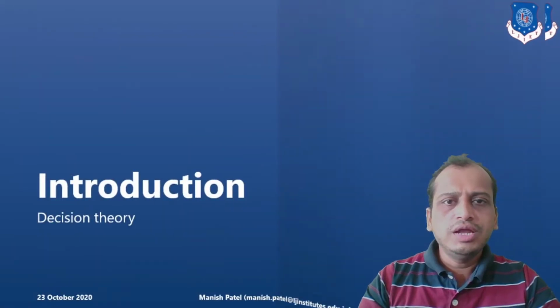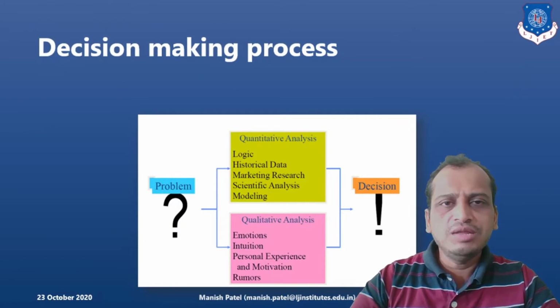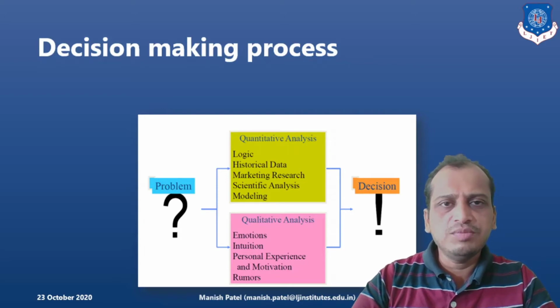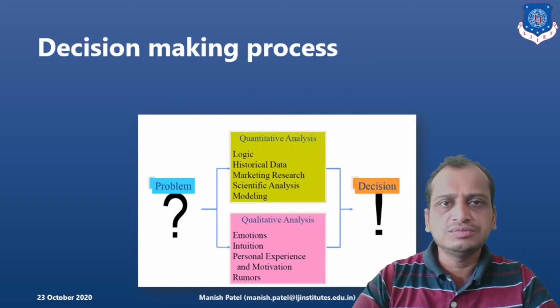So let's look into the introduction part. Whenever we take a decision, if you think about any problem, you can solve the problem with the help of two approaches: quantitative analysis or qualitative analysis. Quantitative analysis is nothing but operations research, right? Qualitative analysis involves the categorization of the variables. Let's say, for example, emotions, intuitions, rumors. These are all categorical variables, or you can say we analyze them with the help of qualitative analysis.